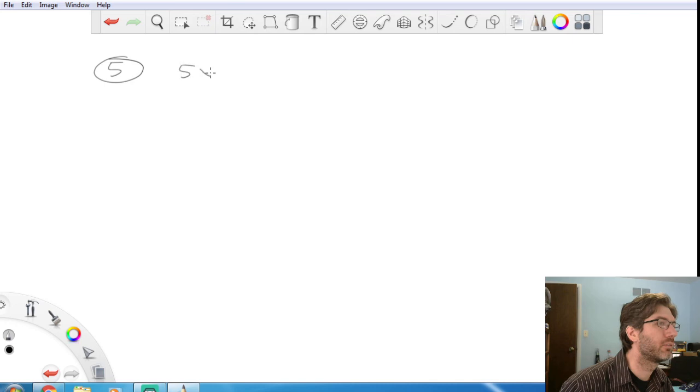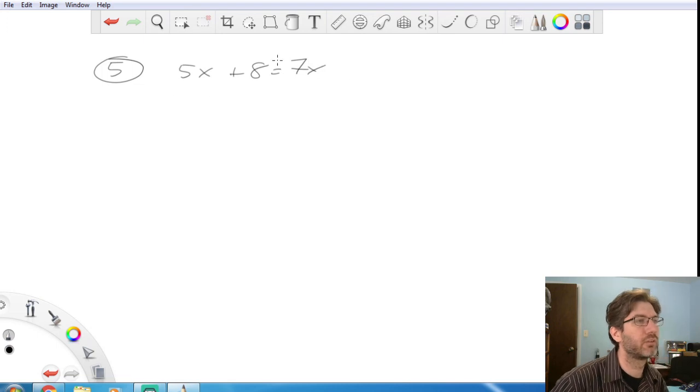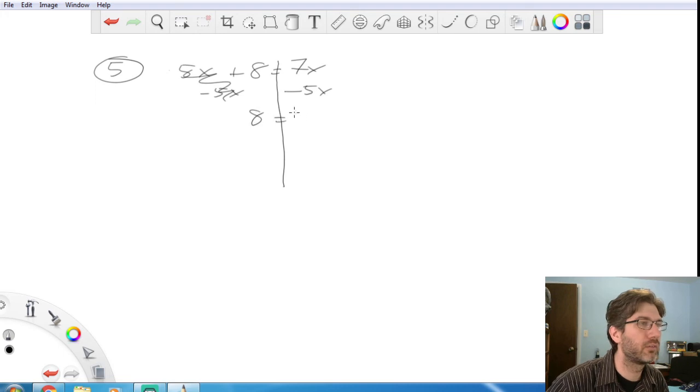Five says 5x plus 8 equals 7x. Get your x's together. So I'm going to move over 5x. That is a positive 5x. Keep that in mind. So I do the inverse, which is subtract 5x minus 5x. These cancel, leave me with 8. This is 2x. Divide by 2 to get x by itself. And you should be getting 4.